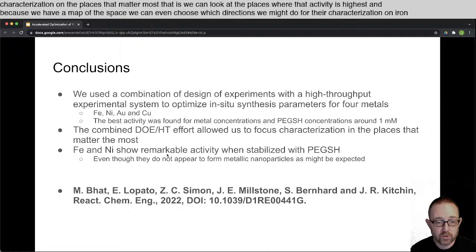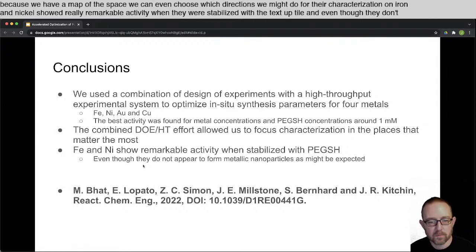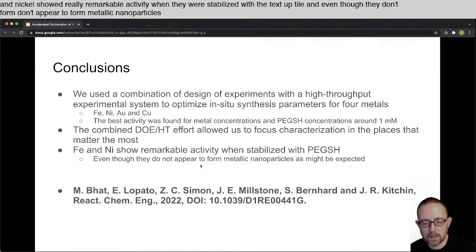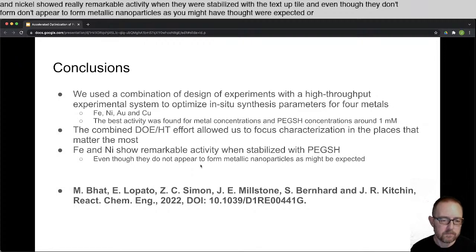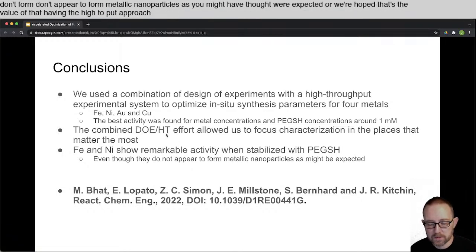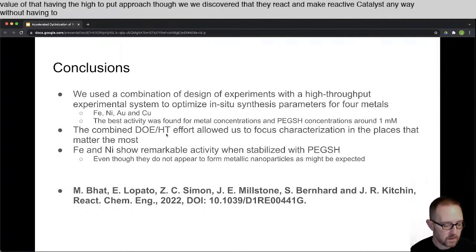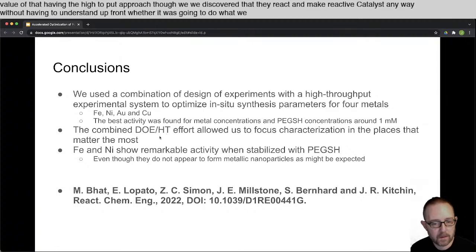Iron and nickel showed really remarkable activity when they were stabilized with the PEG-thiol, even though they don't appear to form metallic nanoparticles as you might have thought or expected or hoped. That's the value of having the high throughput approach, though. We discovered that they react and make reactive catalysts anyway, without having to understand upfront whether it was going to do what we thought or not.